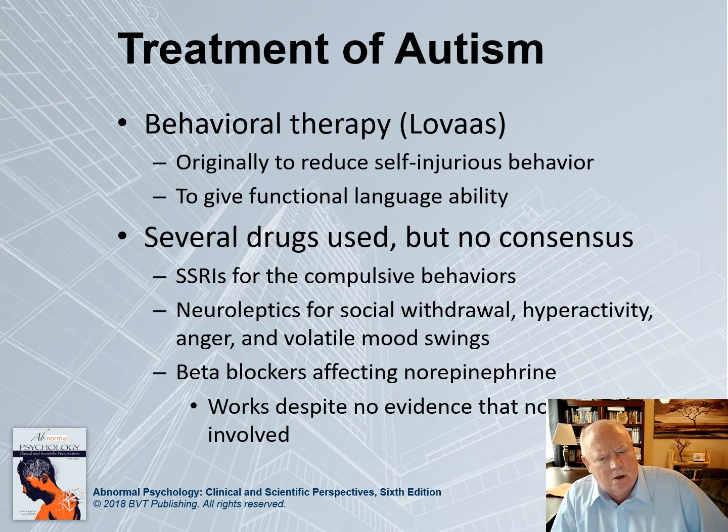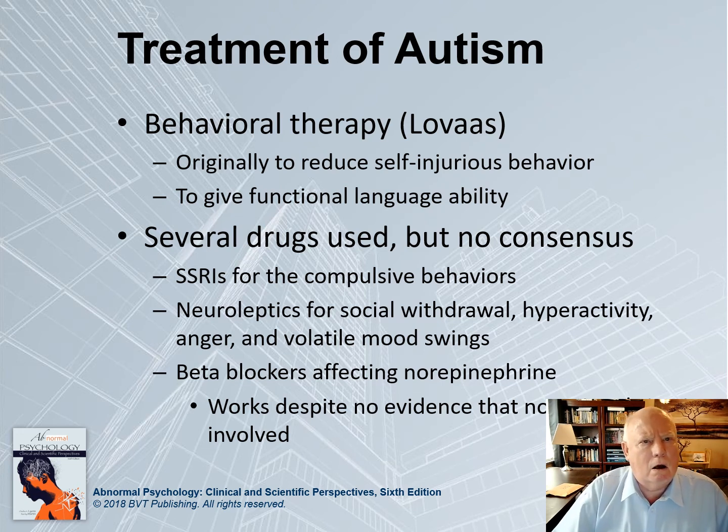Beta blockers, which we know affects norepinephrine, seem to produce some positive results. Now, I want to point that out because there is no evidence that norepinephrine is involved at all in autism. In fact, there's more evidence suggesting that it is not involved in autism. So we don't know why a drug whose main effect is on a neurotransmitter that doesn't seem to be involved can produce such a positive effect.